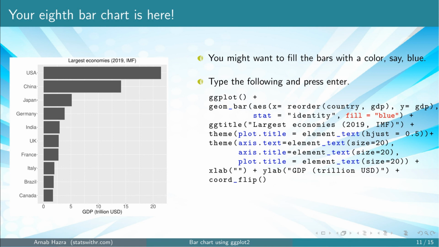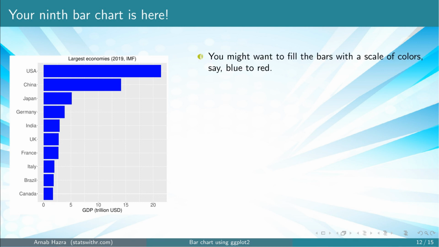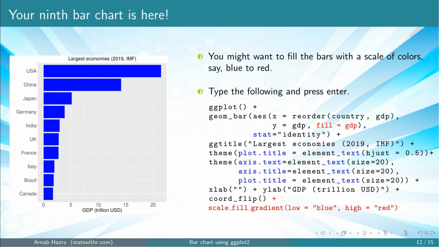Now press enter. Okay, you get your 9th bar chart. You can see that the bars are blue now. You could similarly use any other color of your choice. Next, you might also want to fill the bars with a varying range of colors according to the order of GDP. Here we illustrate with a case where you want blue for the low values and red for the high values. To do that, add fill equals to GDP inside the aesthetics of the geom_bar.